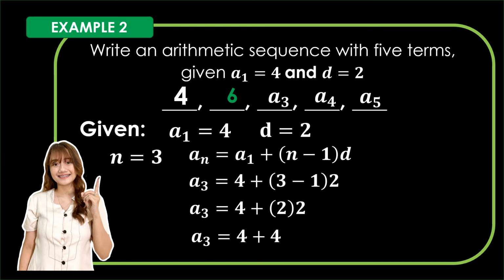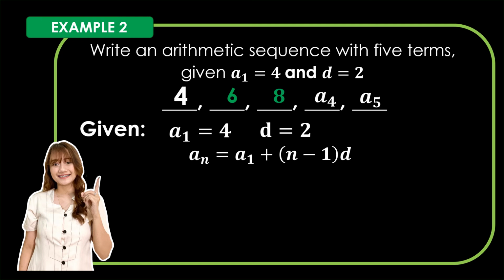This results in a sub 3 equals 4 plus 4. And we know that 4 plus 4 is equal to 8. Thus, a sub 3 is equal to 8. And substituting the value of a sub 3, our sequence becomes 4, 6, 8, finding a sub 4 and a sub 5.